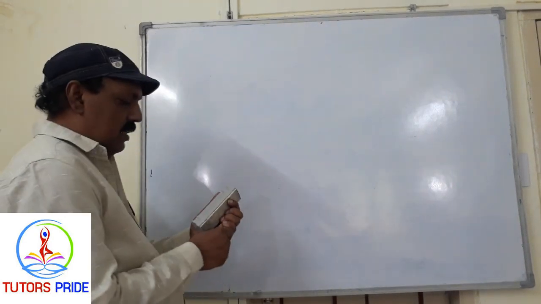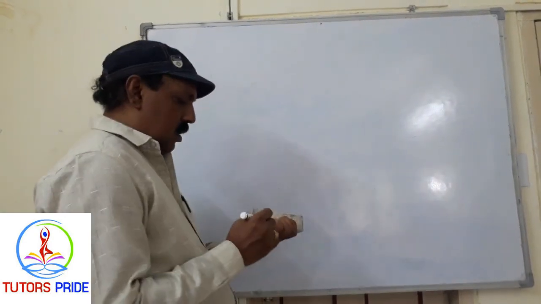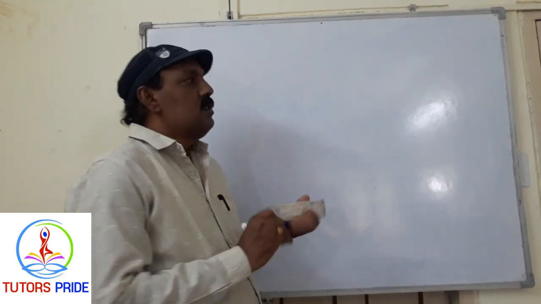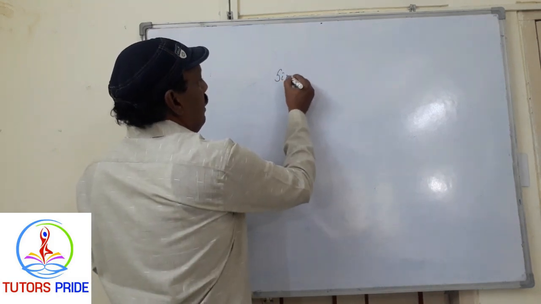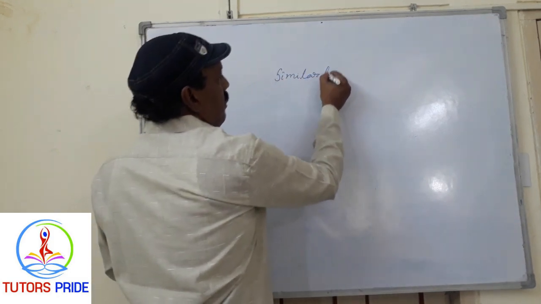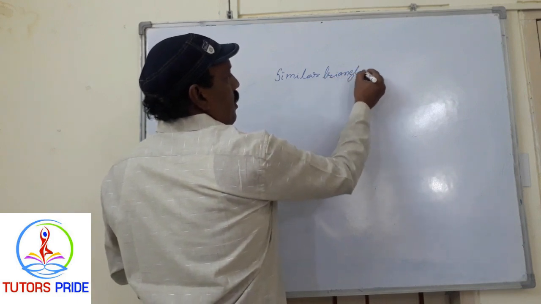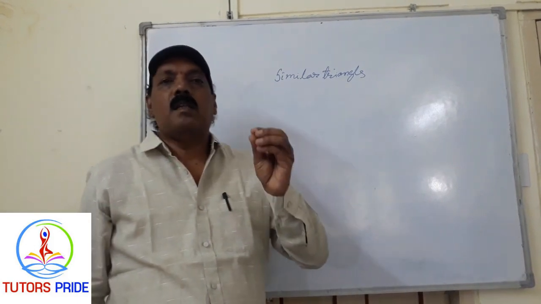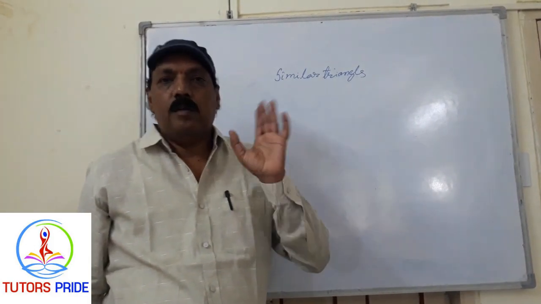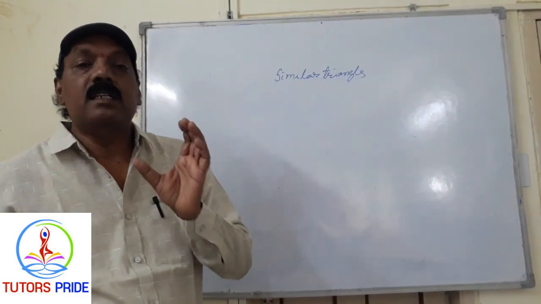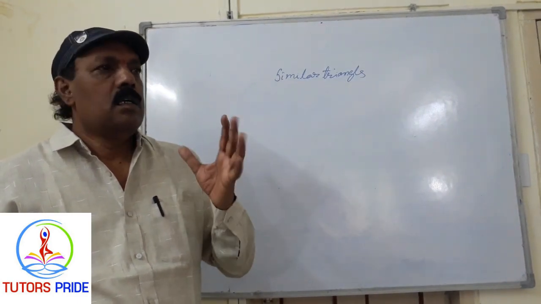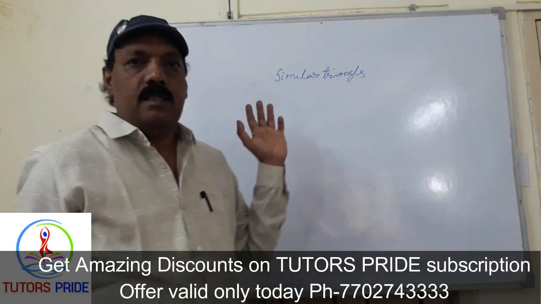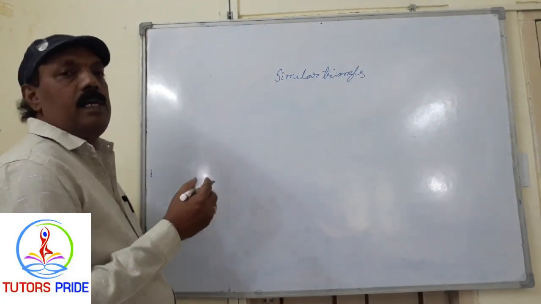Initially I will take one geometrical concept, which is called similar triangles. First of all, what is the meaning of similarity? Geometrical figures which have the same shape but are not necessarily the same size are considered similar figures.